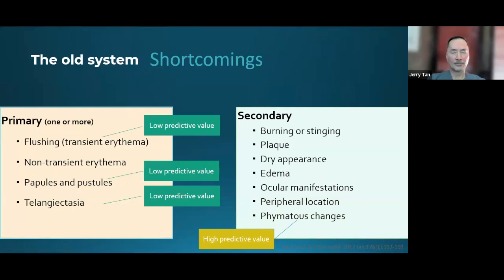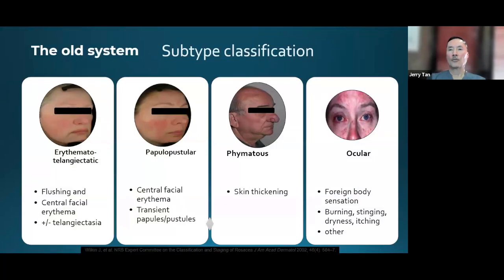And the question was why? So furthermore, looking at the old system, they had subtypes classified into subtype 1, erythematotelangiectatic, which included the presence of flushing and centrofacial erythema and the potential for telangiectasias.